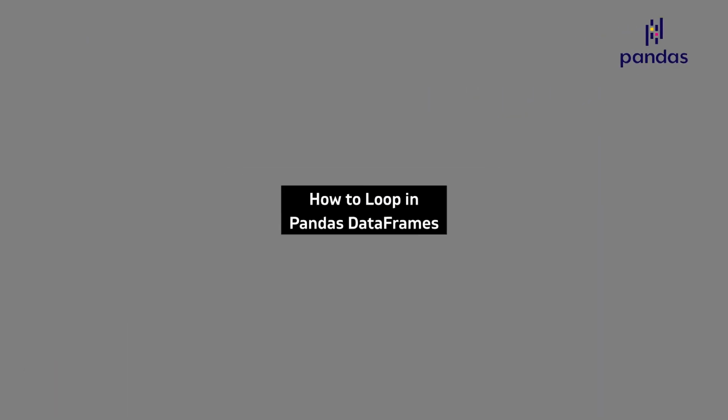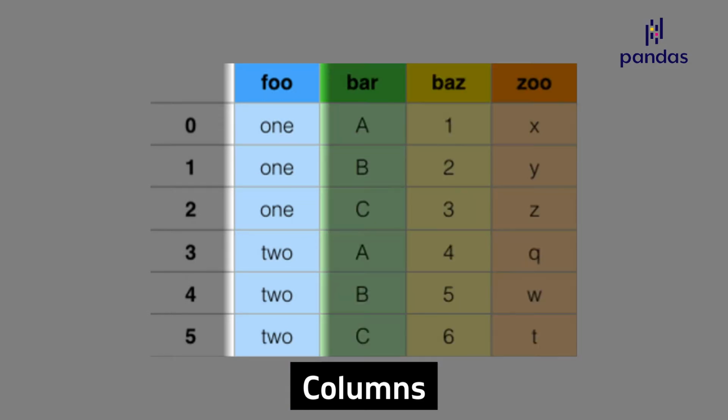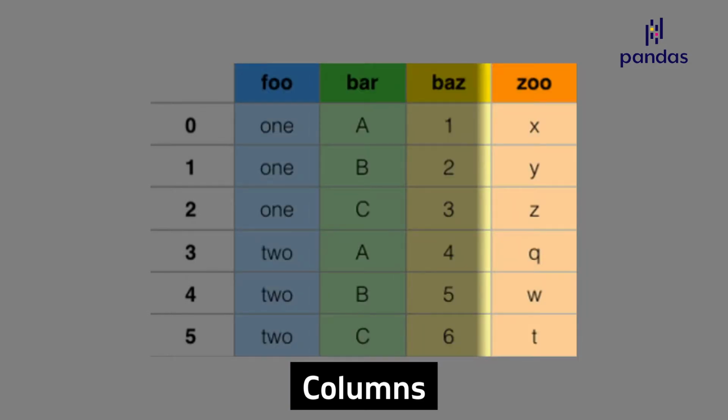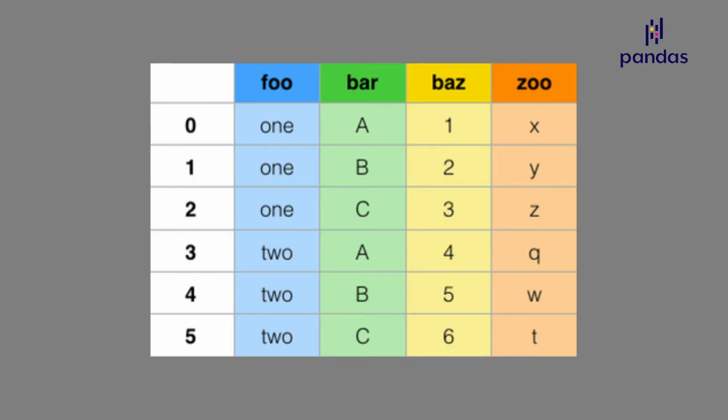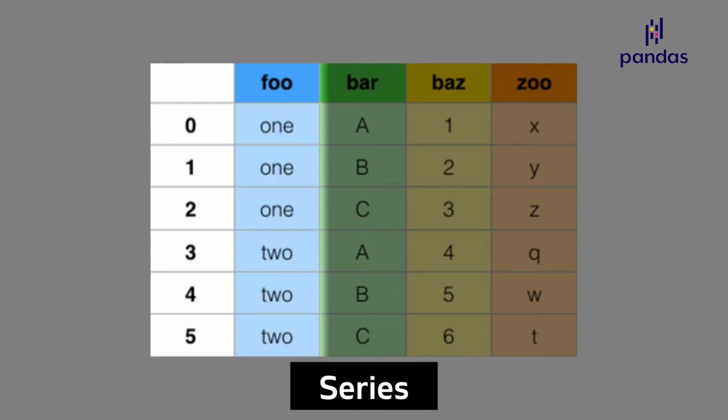Let's start our explanation. We have a data frame with 4 columns. The columns are foo, bar, baz, and su. The data frame is always associated with an index. In this case, the index 0 to 5. In the same way, the pandas series is related to an index.